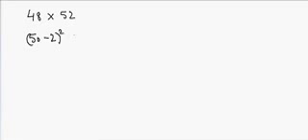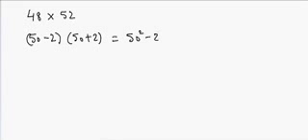Hi everyone, in this video we'll talk about another math trick which can be used for faster calculation. For example, suppose I have to multiply 48 and 52, how will I do that? If you look at it carefully, these numbers are symmetrical around 50, so this can be written as 50 minus 2 and 50 plus 2.